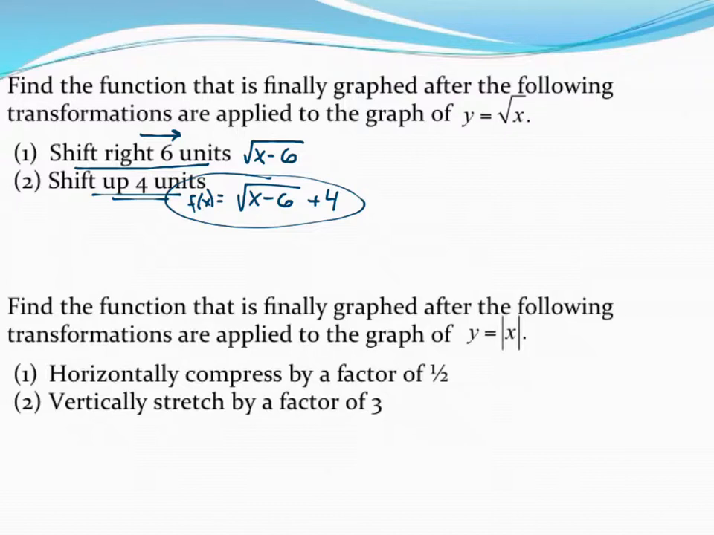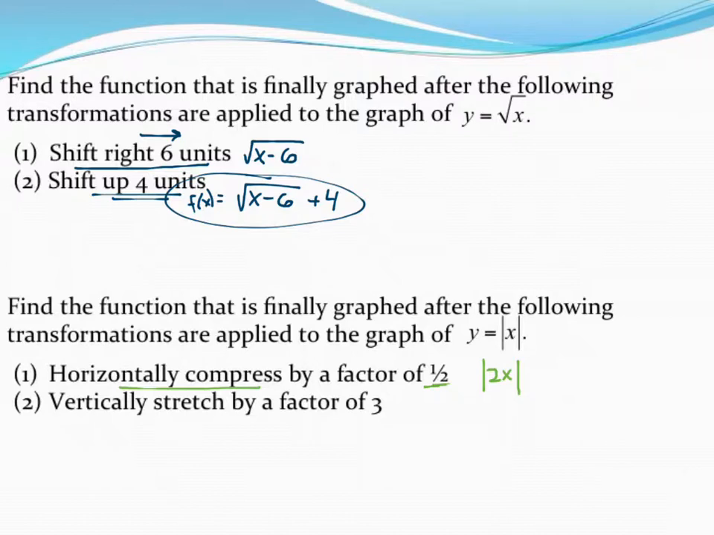Okay, let's go ahead and try this one at the bottom. This time, I've got a horizontal compression. Well, once again, horizontal things will occur inside of the parentheses or radical, or in this case, inside of the absolute value bars for this parent function. So I know I'm going to be inside. I also remember if I'm inside, I need to do the opposite, or in this case, the reciprocal, to have this effect. So if I want to horizontally compress by a factor of a half, I actually need to multiply by 2, the reciprocal of 1/2.